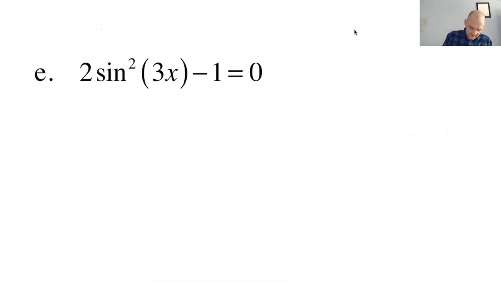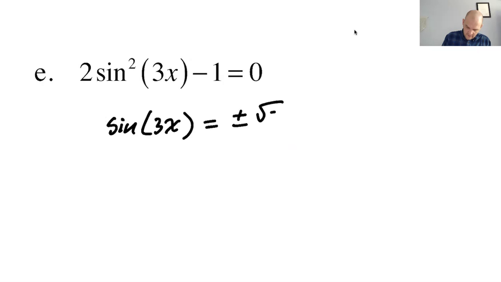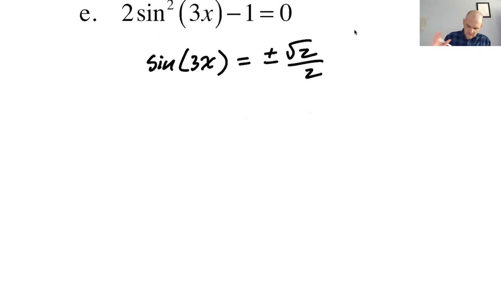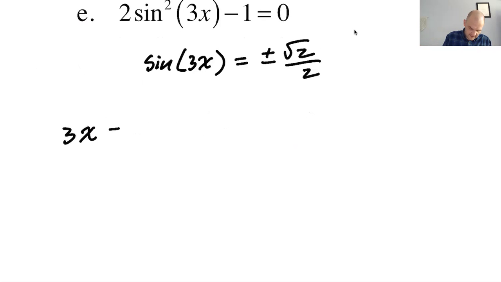Let's see. This gives me sine squared of 3x is going to be, so add 1, divide by 2, that's 1/2. Square root of that is going to be plus or minus radical 2 over 2. All right, so this is like a u substitution situation, or we could say that 3x is going to be all of the pi over 4s because of the plus or minus. Pi over 4, 3 pi over 4, oh, plus 2 pi n's. Pi over 4 plus 2 pi n, 3 pi over 4 plus 2 pi n.